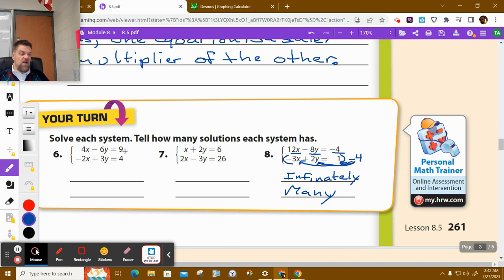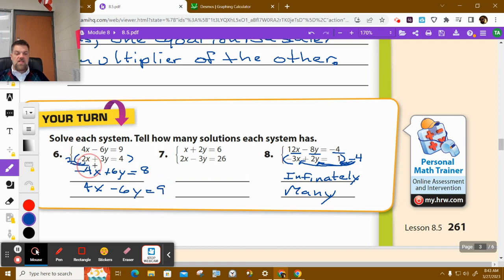Now the other thing is that no solution occurs when they have basically the same slope. How do you want to solve this one? Do you want to do substitution or do you just want to add them up? Let's just add them up. So I'm going to take the second equation. If I multiply this by 2, I'm going to get -4x plus 6y equals +8. And then I've got to add that to the first equation, which is 4x minus 6y equals 9.